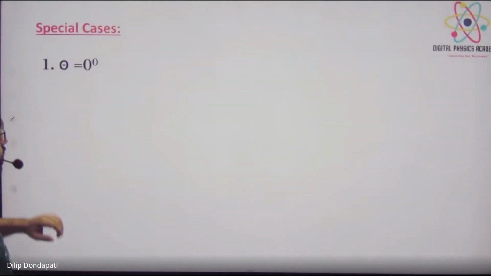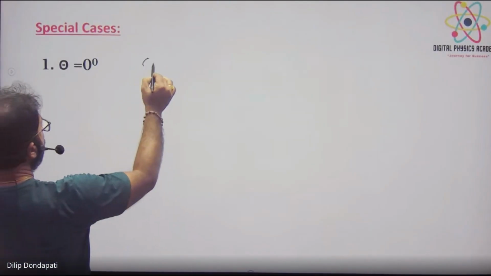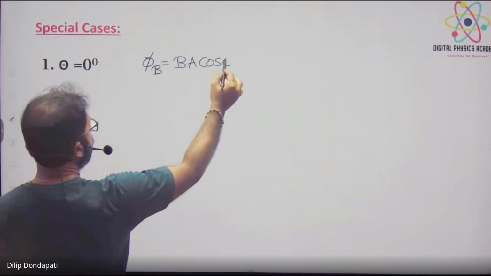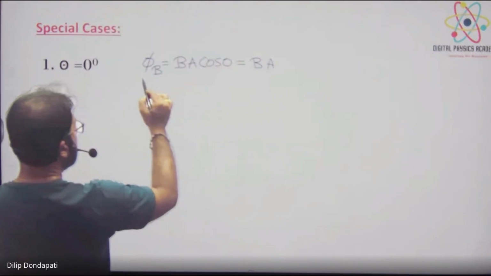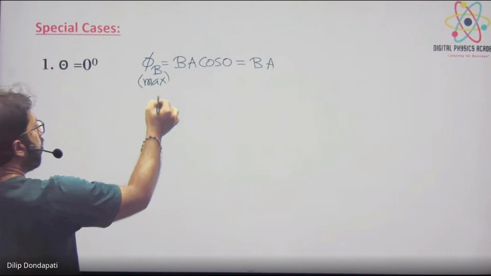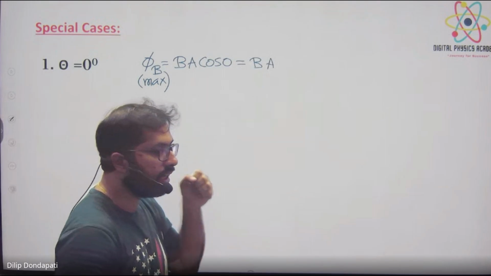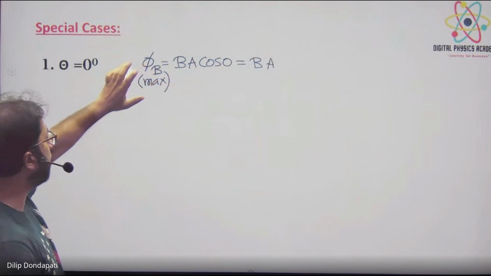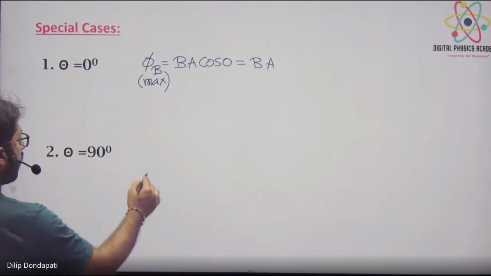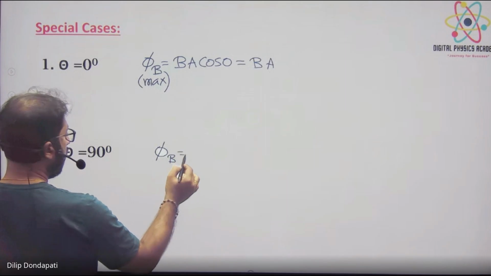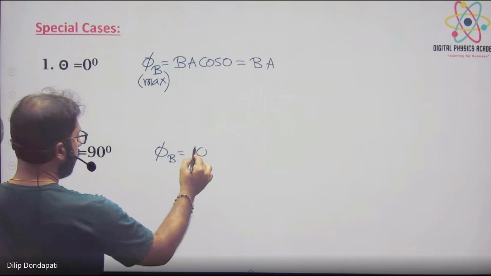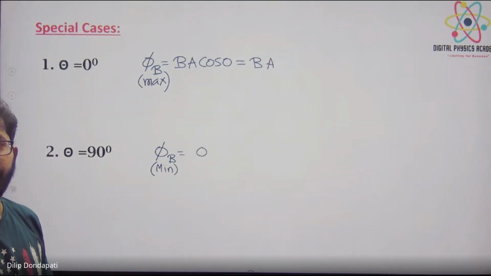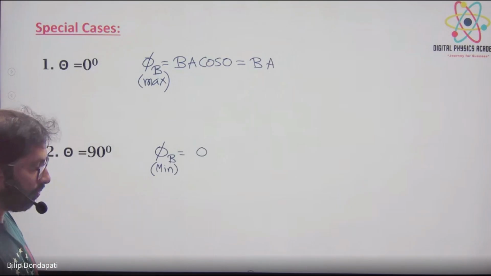Special cases. When theta is 0 degrees, tell me, how much will the magnetic flux be? BA cos 0, right? Cos 0 is 1. So BA, this is the maximum flux. So you have to be very careful with theta. If the magnetic field and area vector are in the same direction, theta is 0 degrees, and at that time flux is BA, which is the maximum flux. When theta is 90 degrees, the magnetic flux will be BA cos 90, cos 90 is 0, right? So it is 0, and this is the minimum flux. When the magnetic field and area vector are at 90 degrees, the flux is 0.